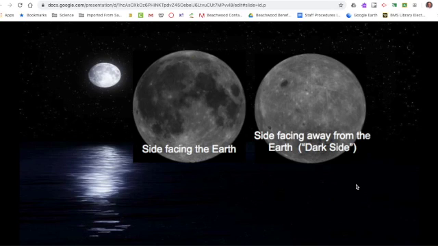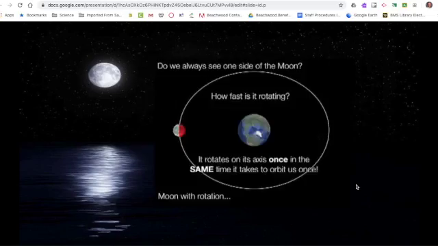So there's the side facing the Earth that we're used to seeing on the left. On the right is the dark side of the moon, the side that we don't see. If you're wondering how that picture is even there, it's because there are different satellites and probes that have gone up around the moon to take pictures, the Hubble telescope, all these things. Nothing to type on this slide.